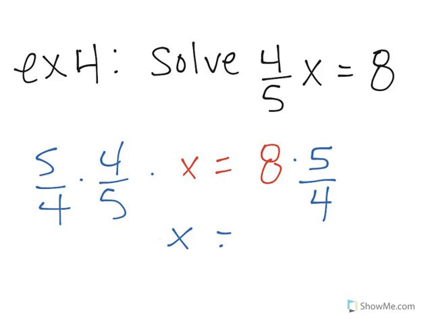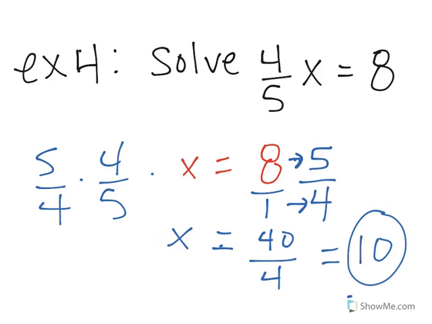So now I'm left with 8 times 5/4, and I'm just going to rewrite this as 8/1. Now I'm going to cross multiply. So I'm going to say 8 times 5 is 40. 1 times 4 is 4. So I have my fraction 40 divided by 4, which equals 10. Again, in order to solve for x, you have to multiply both sides of the equation by the reciprocal of the fraction next to my variable.